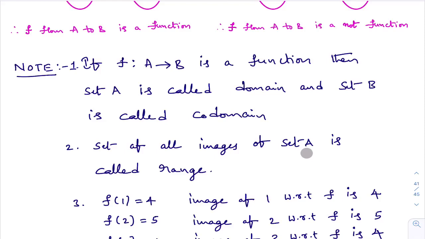If f from A to B is a function, then we write notation like this. You see this? f is a mapping from A to B. No need to specify it is a function. This notation itself indicates f from A to B is a function. If you see this type of notation in this function chapter, it itself indicates it is a function. No need to specify separately.